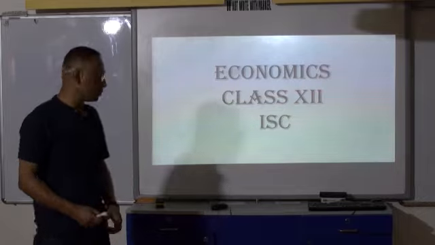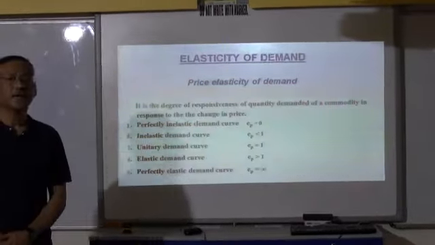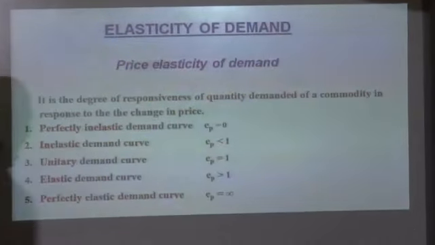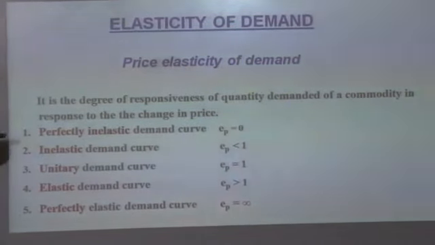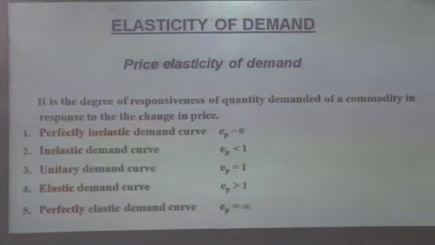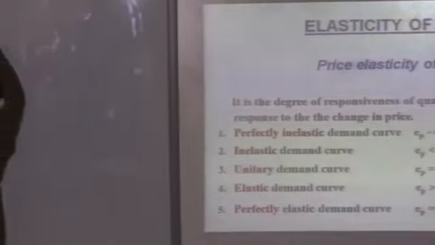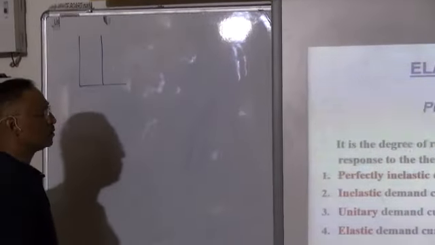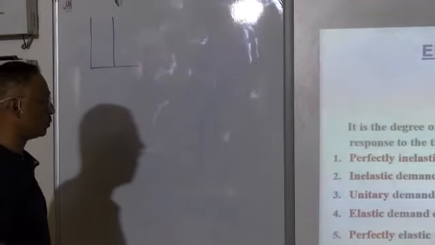In the previous episode, I discussed price elasticity of demand. There were 5 different diagrams that I touched upon. The first one was the perfectly inelastic demand curve. Let me show this diagram once again. So this was the perfectly inelastic demand curve. EP is equal to 0.